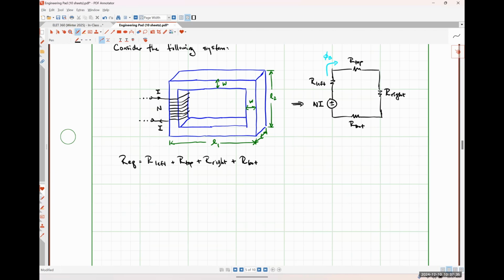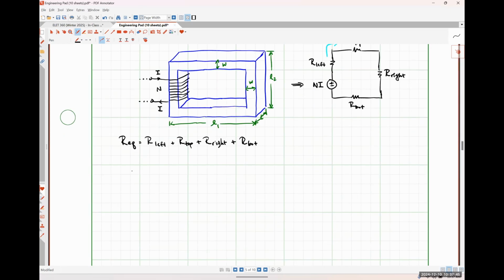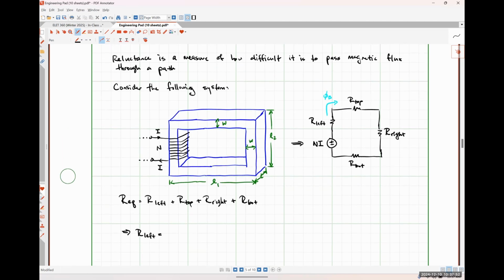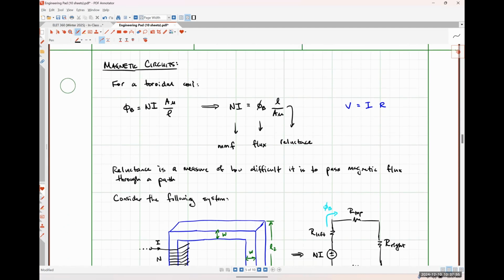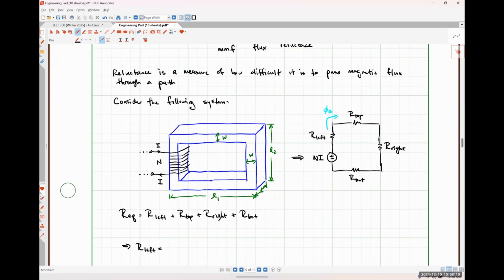So how would we find these various reluctances, okay? So let's start with the left-hand side, R left. If we look back up here, our reluctance is simply the length of our average flux path divided by our cross-sectional area times mu. That's what it's going to be 100% of the time, okay?